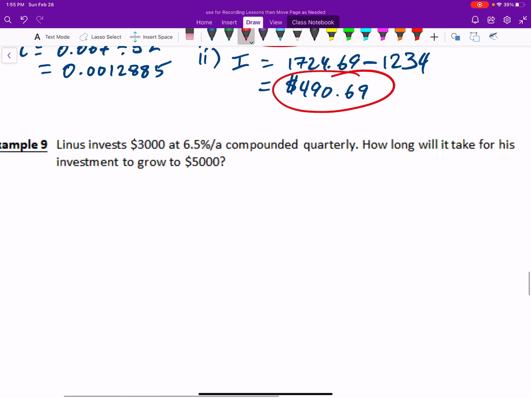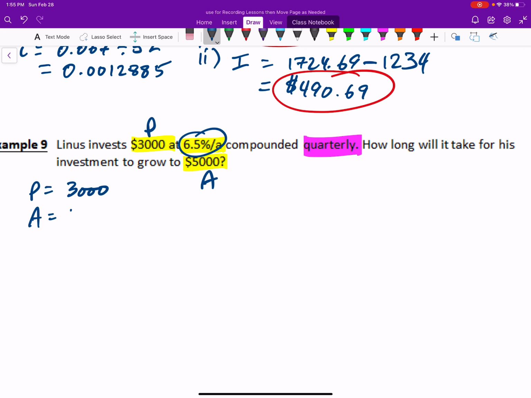Last example, in what feels like quite a long lesson. Linus invests $3,000 at 6.5% per annum, compounded quarterly, 4 times a year. How long will it take for the investment to grow to $5,000? All right, so this is P, the amount we're starting with. This time they're giving me A, the final amount, and I can calculate i from this. So P equals 3,000, A equals 5,000.